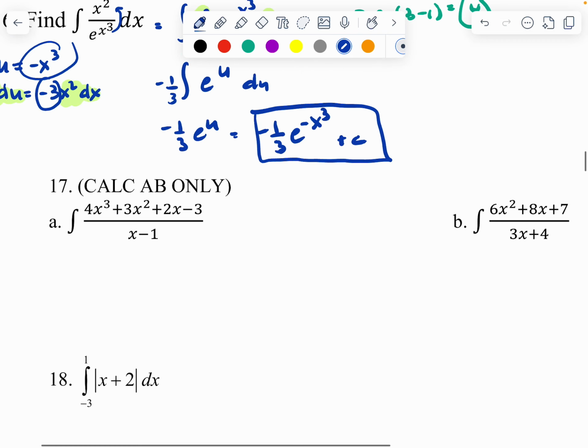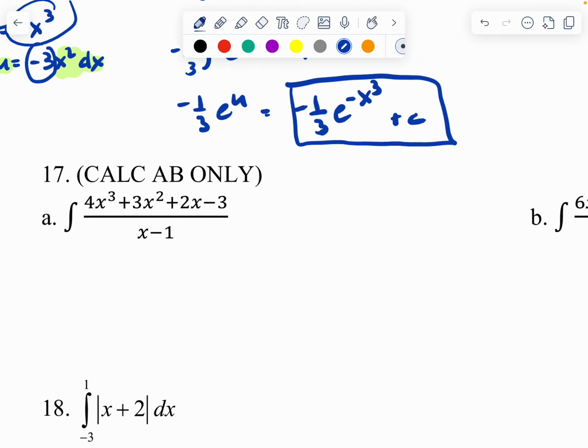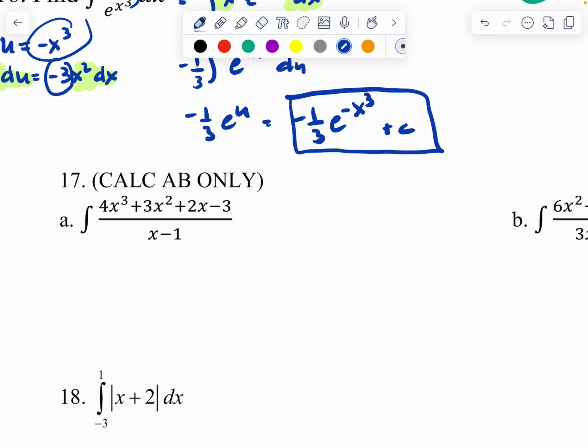All right, number 17, this one's the pain. This is the one where you have to do the long division. My gosh, I hope I have room to do this on here, but let's try. Okay, so we're going to do x minus 1 divided into 4x cubed plus 3x squared plus 2x minus 3. Okay, so let's do this.